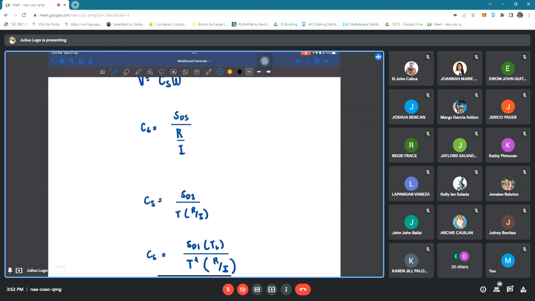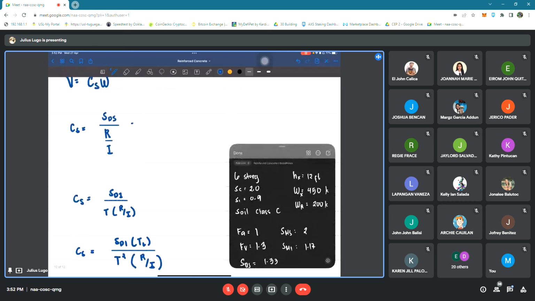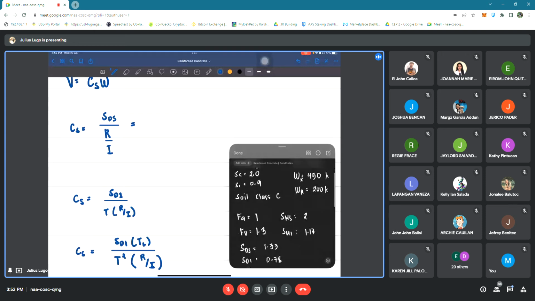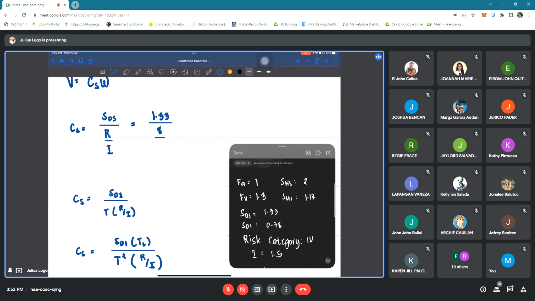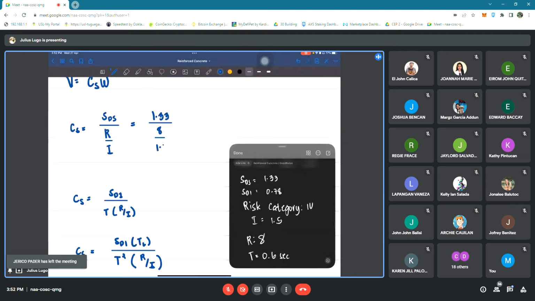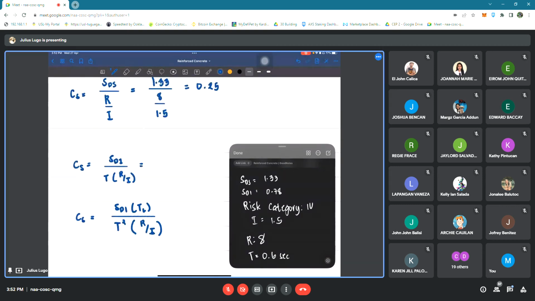Now, let's try to compute this one. What is the value of our SDS? Our SDS earlier is 1.33, all over R, which is 8, over importance factor 1.5. What's the value for this? 0.25. How about here? SD1 is equal to 0.78.